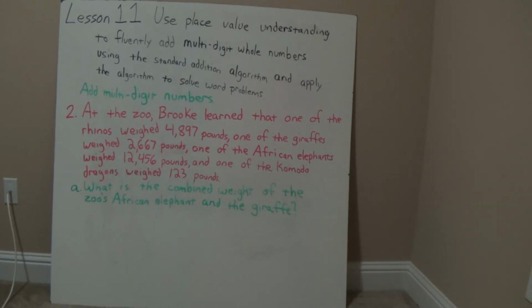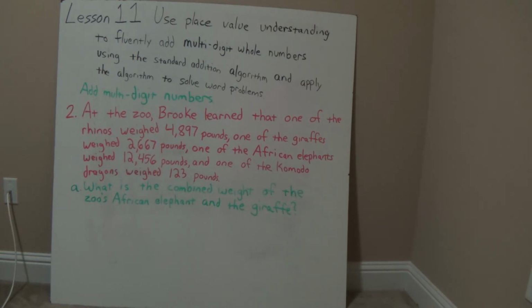Alright, we're still in lesson 11 where we're basically adding multi-digit numbers. Now earlier I just added multi-digit numbers and I said we're going to apply the algorithm to solve word problems. Well, here's word problem number 2 from your homework. I know it's kind of small on my board, I had a lot to write, but you can follow along on question number 2 with your homework if you need to.